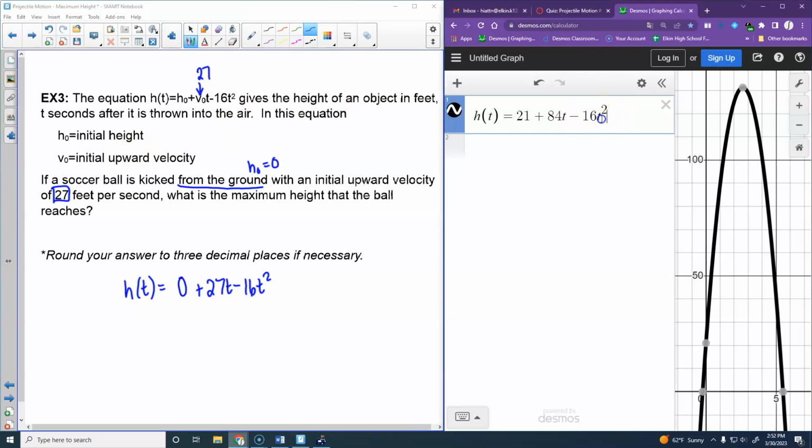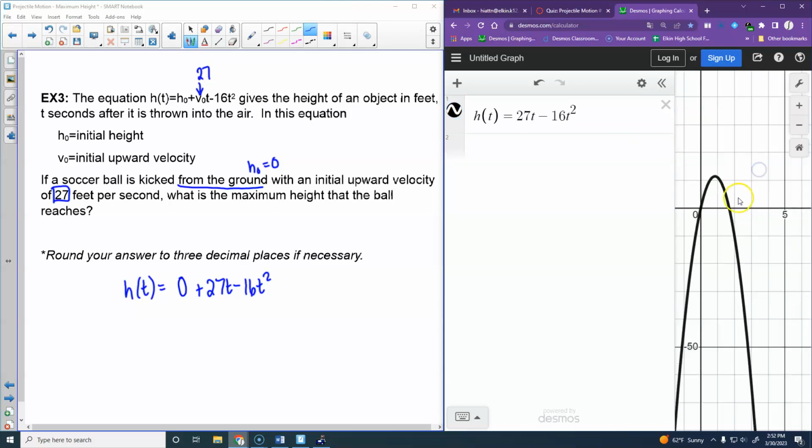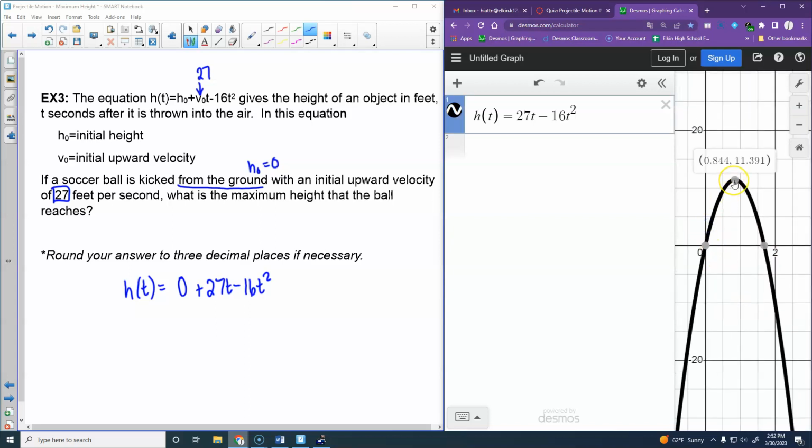So if we type this in, it's 27t minus 16t squared. This is not going to be nearly as high as the others we were looking at. It asks for the maximum height that the ball reaches, 11.391.